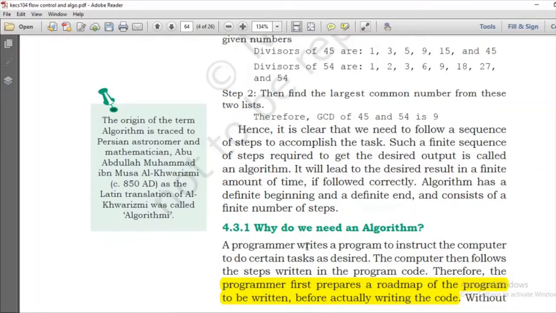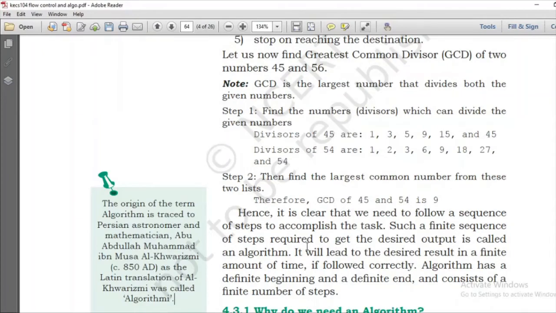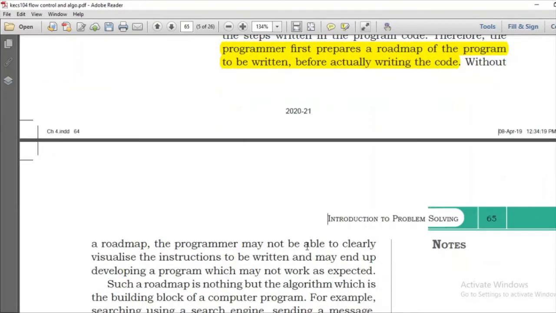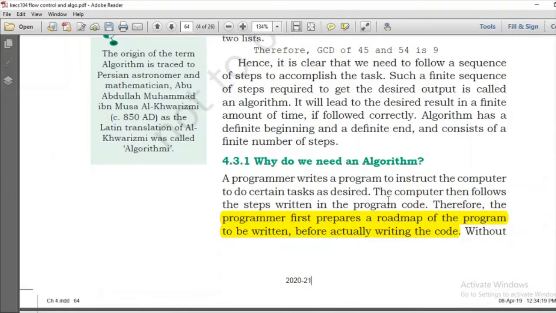But the question comes, why do we need algorithms? जरूरत क्या algorithm लिखने की? सीधा कोड लिखो. Why add a step? But algorithms are required because the computer follows the steps written in the program code. Therefore, programmers first prepare a roadmap of the program to be written before actually writing the code.